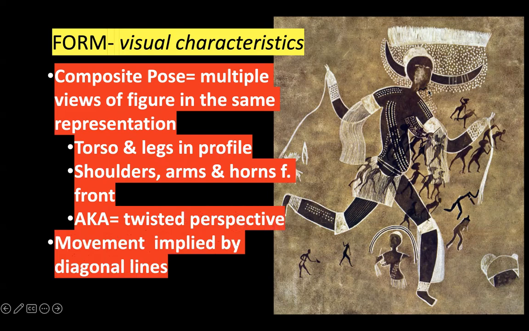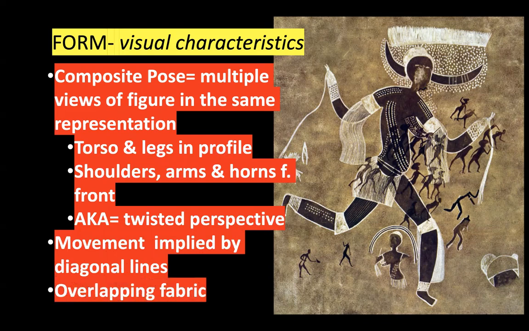Twisted perspective. All right, we are depicting movement, just like in the caves of Lascaux with those bulls. And also we're implying movement by diagonal lines. I always tell my art students, if they want to make an artwork more active and engaging, they've got to have a diagonal line in there. Really amazing job with the overlapping fabric. This is exquisite.